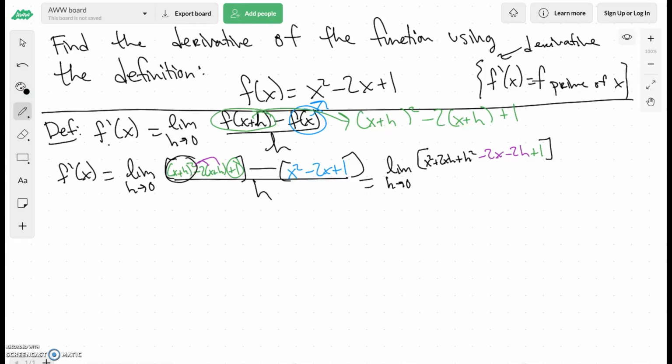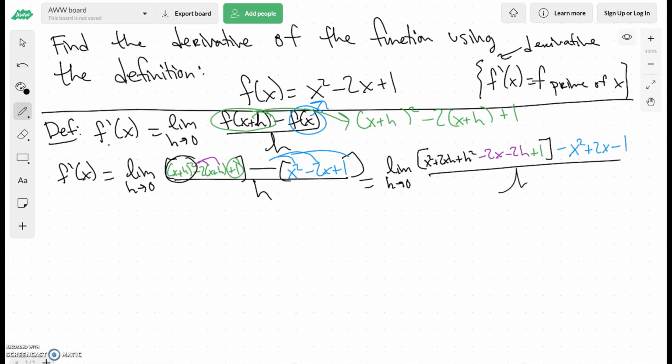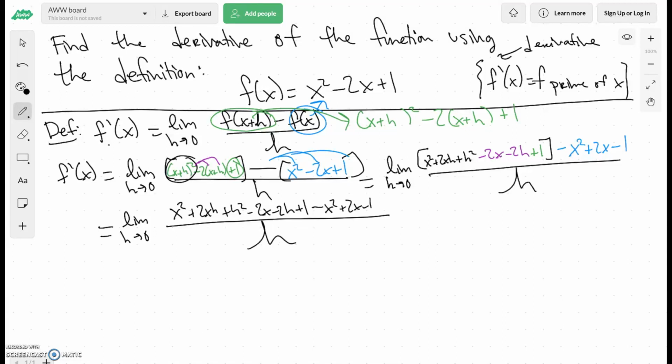Okay, now for the blue part, all I have is to distribute this negative. So this is going to be negative x squared plus 2x minus 1. And this is all going to be over h. Okay, all right, let's continue. Limit as h goes to 0. Okay, so now let's go ahead and drop the brackets. So we have x squared plus 2xh plus h squared minus 2x minus 2h plus 1. Then I have minus x squared plus 2x minus 1. So all I just did was get rid of the brackets.